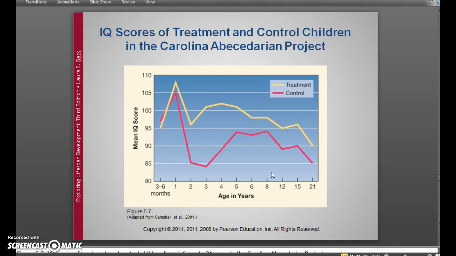So this slide, in your textbook, it talks about a study that was done in the Carolinas, and they look at IQ scores of controlled children and children who were in a treatment program. And this was an intervention, in other words, providing that high quality child care environment and looking at the improvement in the scores.